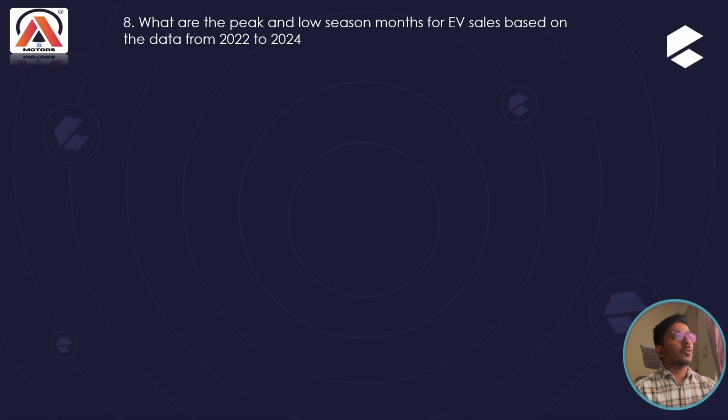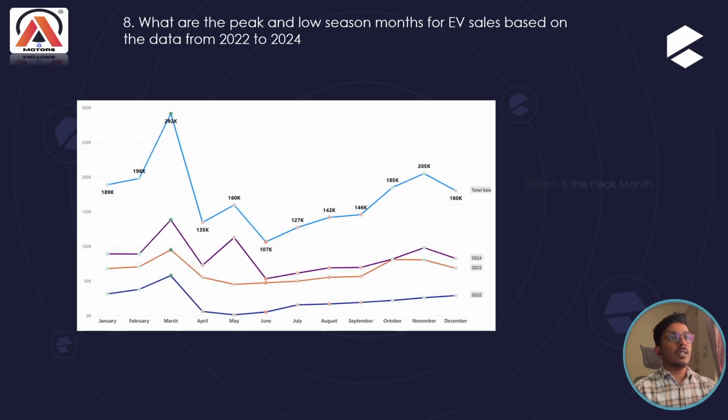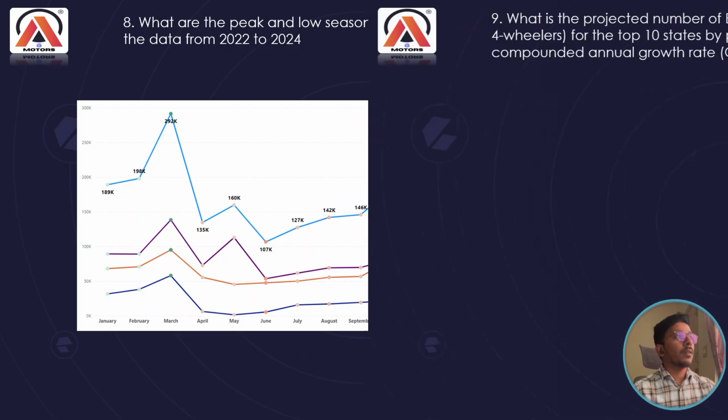What are the peak and low season months for the EV sales based on the data from 22 to 24? So through this line chart, we can clearly see that March is the peak month in overall sales as well as the yearly sales trends. And June, July, and April appear to be the low seasonal months. Also, from the trend, sales are dipping by the end of Q1, slowly picking up in Q2 and Q3, and peaking at the end of Q4 at almost double the Q1 sales.